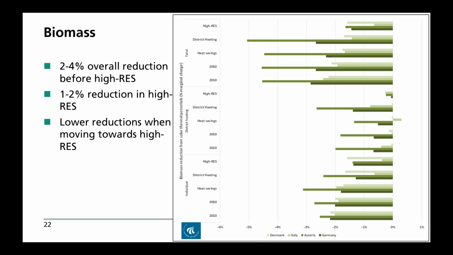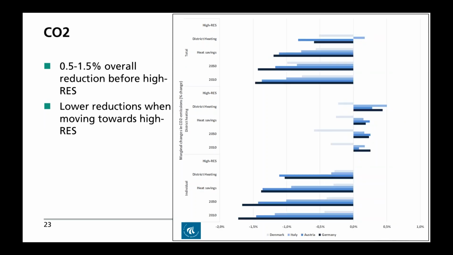And for sure, the reduction, because you already are quite low, is going down if you are moving towards these high renewable energy systems. If you look at the CO2 impact, it's about 5 to 1.5% before the high renewable, and that definitely is one of those things where the two scenario studies we have seen differ. That's as well a conclusion out of our work, that for sure given boundary conditions have a strong impact on the outcome. But we see in this study from the colleagues from Aalborg University that the reductions are quite low if you go into this high renewable energy scenario.